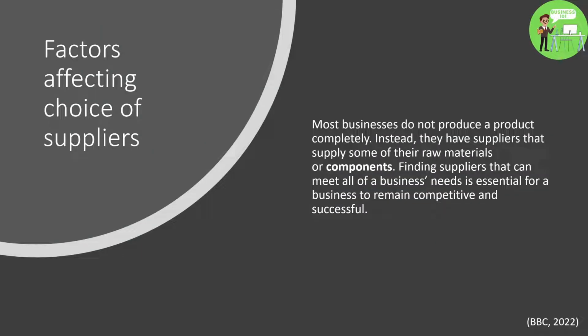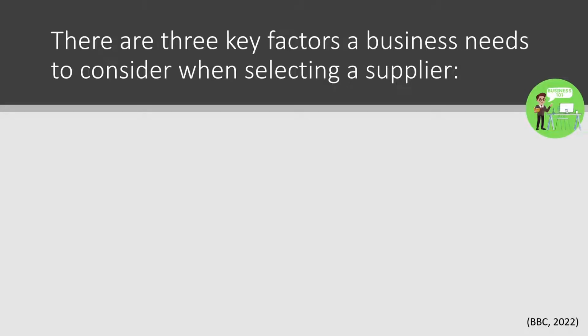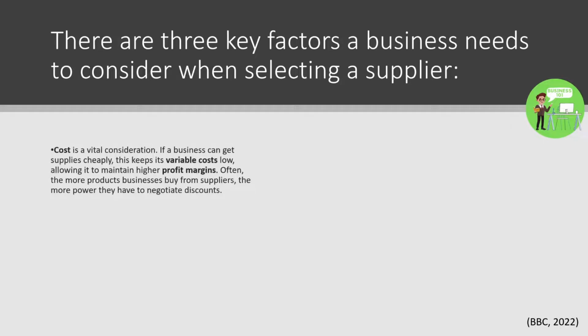So let's go over some factors affecting choice of suppliers. So most businesses do not produce a product completely. Instead, they have suppliers that supply some of their raw materials or components. Finding suppliers that can meet all of a business's needs is essential for a business to remain competitive and successful. So there are three key factors a business needs to consider when selecting a supplier.